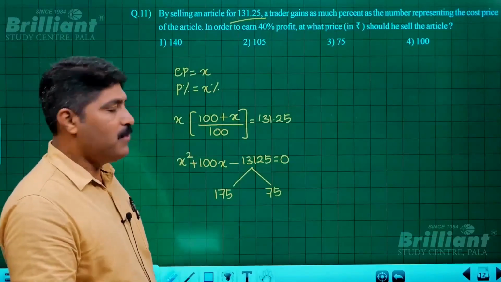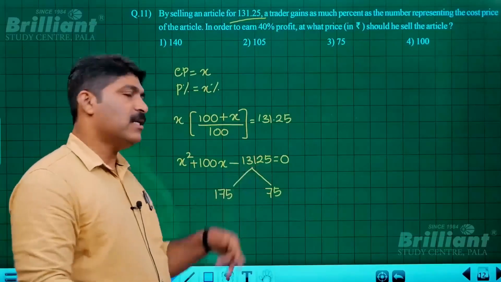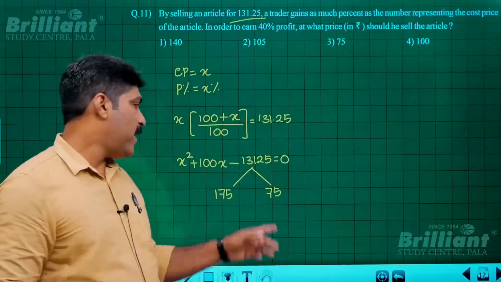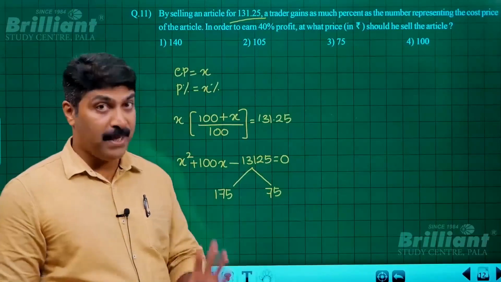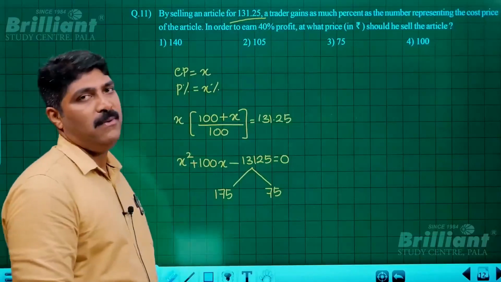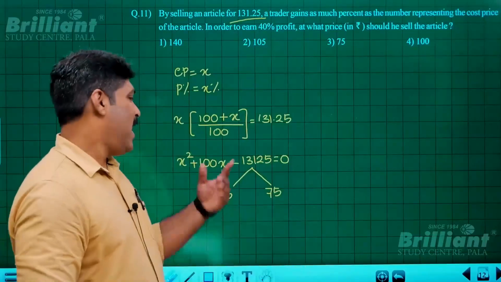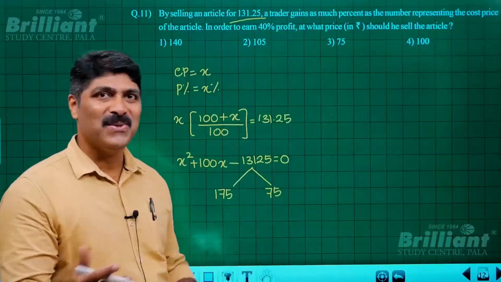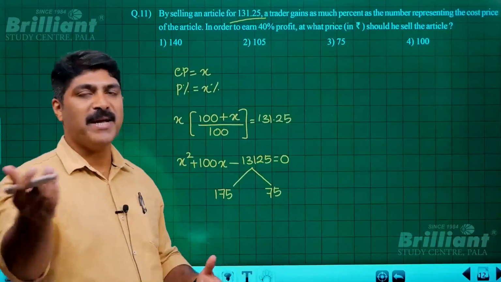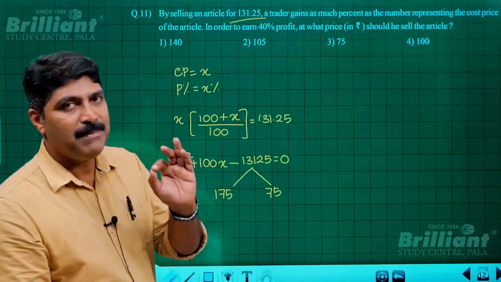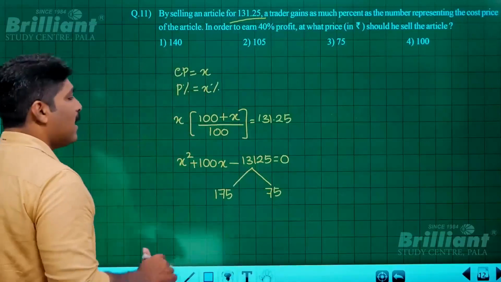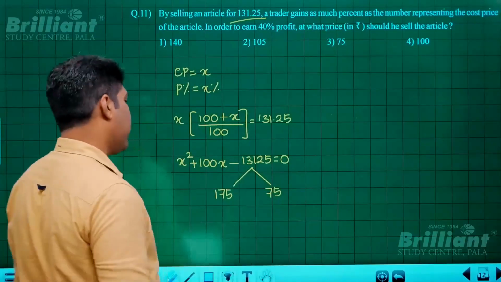So never be confused. Whenever we are thinking about the factors of this number, in your mind, 175 will become positive and 75 negative. But after that, what we are usually doing is X plus 175 equal to 0 and X minus 75 equal to 0. If you are considering those as positive, in the next step they will become negative. So that step is called the zero equating step. Therefore, I am directly doing those conversions.